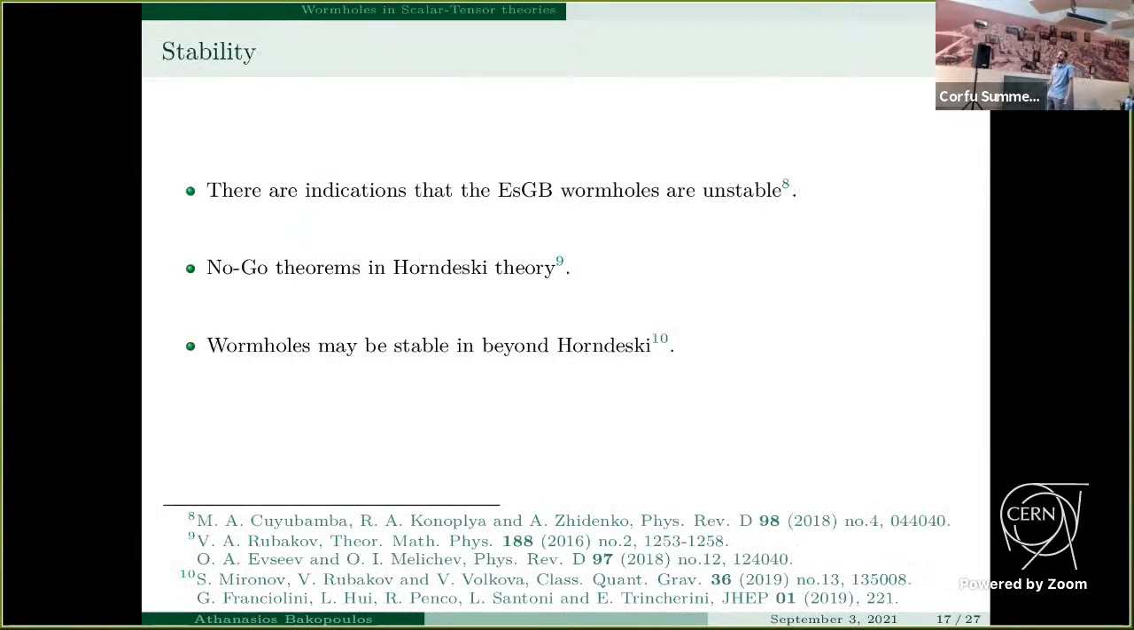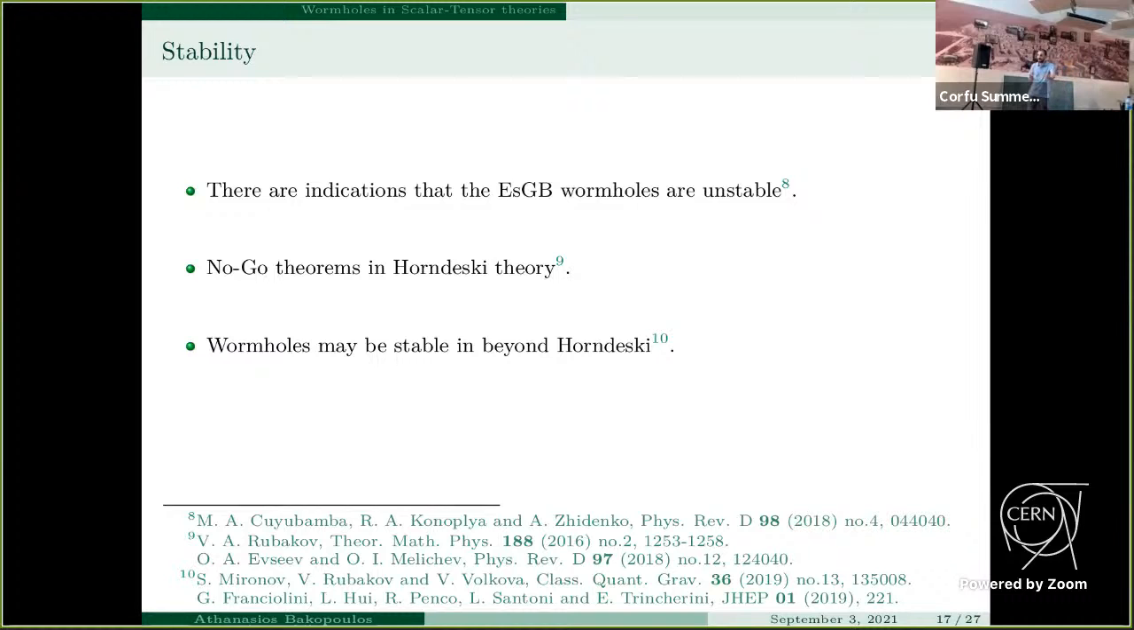Despite their good characteristics, there are indications that these wormholes are unstable. Actually, there are indications that every wormhole in Horndeski theory is unstable. There are some no-go theorems. On the other hand, there are works which indicate that wormholes may be stable in the beyond Horndeski theories.